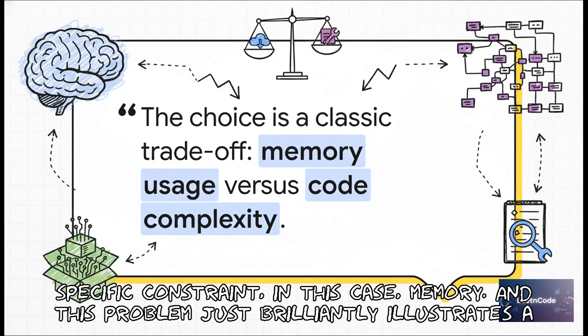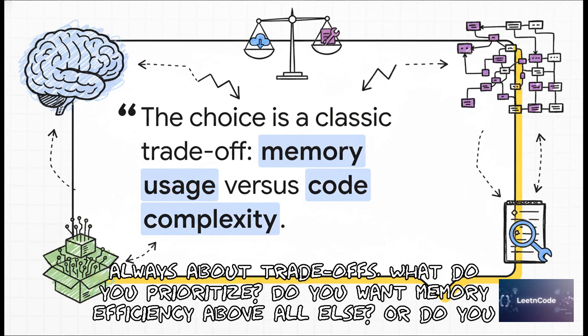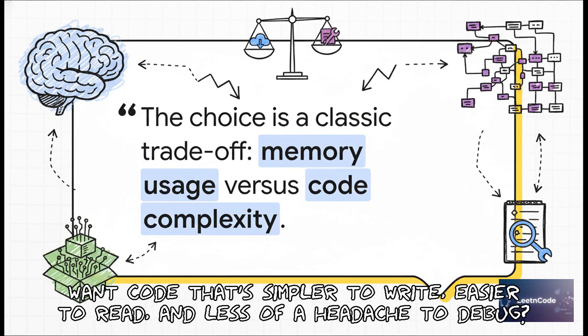And this problem just brilliantly illustrates a fundamental truth in software engineering. There's almost never a single best answer. It's pretty much always about trade-offs. What do you prioritize? Do you want memory efficiency above all else? Or do you want code that's simpler to write, easier to read, and less of a headache to debug?